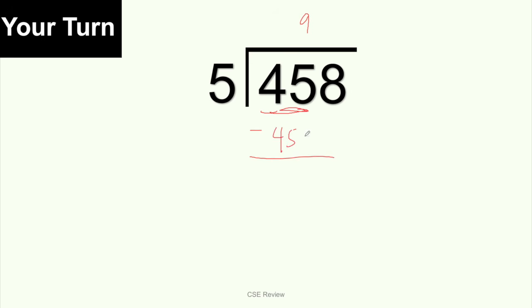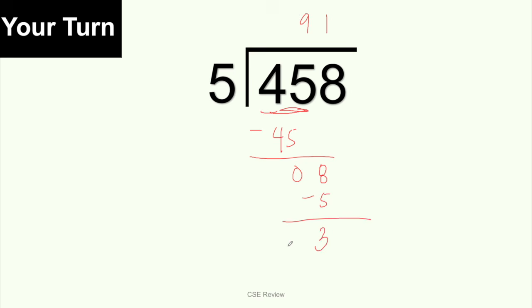So, pag minus mo yan, lalabas dito 0. Bababa natin ngayon yung 8. So, yung 8, meron namang isa. So, 8, ang 5 na isa, which is 5 times 1 is 5. Pwede mo siya ibawas sa 8. So, 1 times 5 is 5. So, 8 minus 5 is 3.